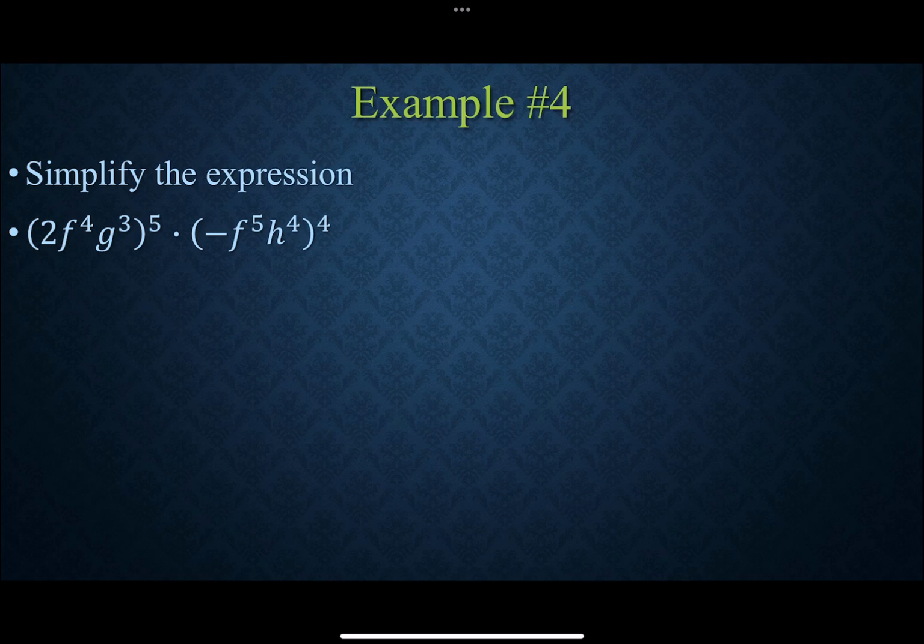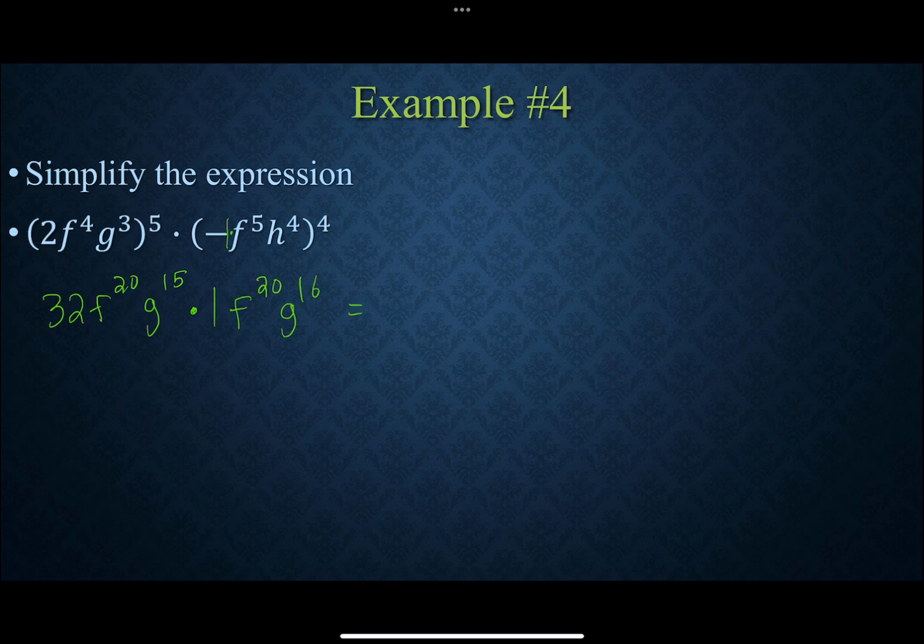So we can kind of combine this into one big problem here, where we're raising individual expressions to a big power, and then we're going to multiply all those pieces together. Real quick, that negative f to the fifth, think of that as a negative 1 times f to the fifth. So the left side there, all that being raised to the fifth power, we'll get 32 f to the 20th, g to the 15th, and then times negative 1 to the fourth is just a 1, and then we'll have f to the 20th, g to the 16th.